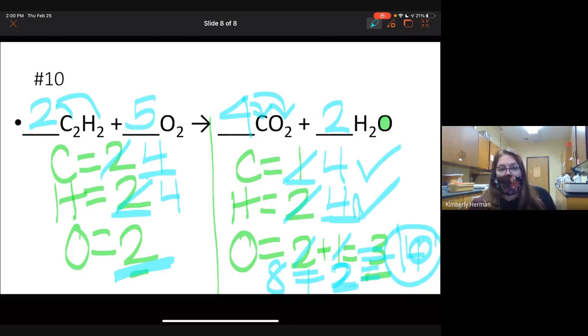And combustions are the trickiest ones to go through. Now, you might not see that on your quick quiz coming up, but it's always available for our future tests.